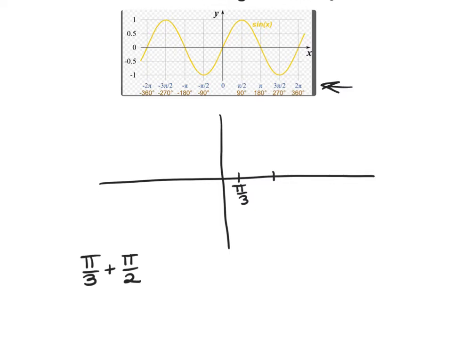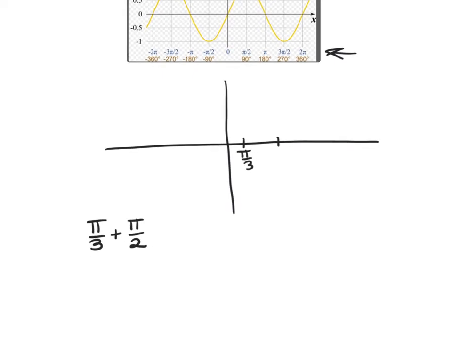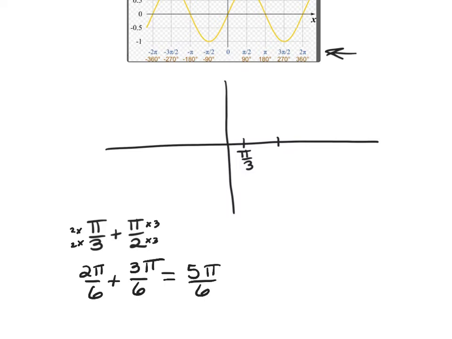When I add fractions, I need to find a common denominator. My common denominator is going to be a 6. So I'm going to change the bottoms so that the denominators are both 6s. This one, I'm going to times it by 2, and this becomes 2 pi over 6. This one, I'll times it by 3, and it becomes 3 pi over 6. I'll now add them. The next point that I'm going to label is going to be 5 pi over 6.